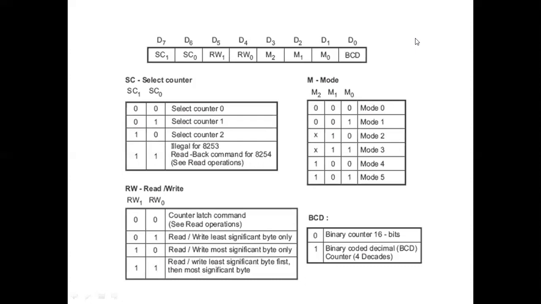Each counter has three terminals: clock, gate, and out. The output signal depends on the operating mode. The gate signal controls the output signal. All of the modes for each counter are programmed by a simple instruction. Writing a control word into the control word register individually programs each counter of the 8253.